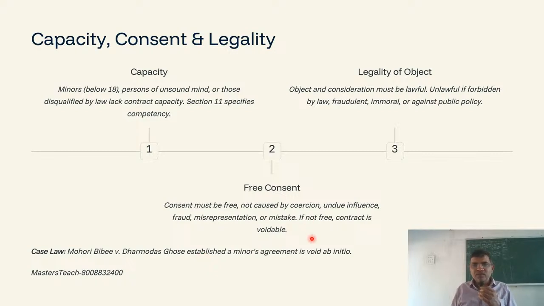Legality of object: the object and consideration must be lawful. Unlawful if forbidden by law, fraudulent, immoral, or against public policy. So there should not be any illegal or fraudulent things. For example, the case Mohori Bibee versus Dharmodas Ghose established that a minor's agreement is void ab initio. So a minor cannot enter into an agreement.